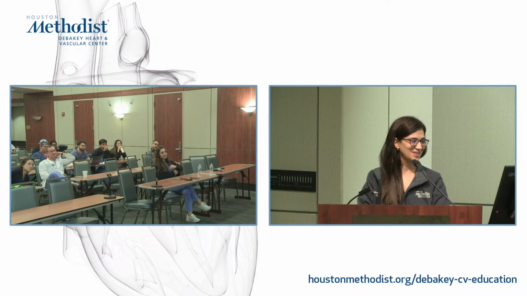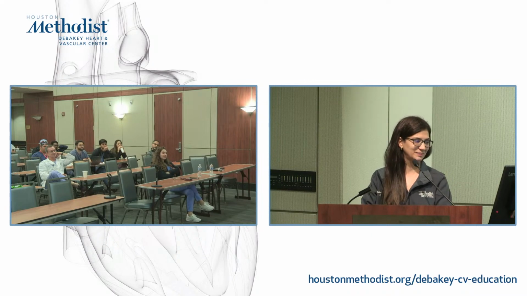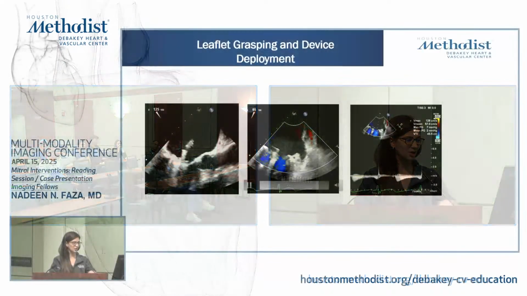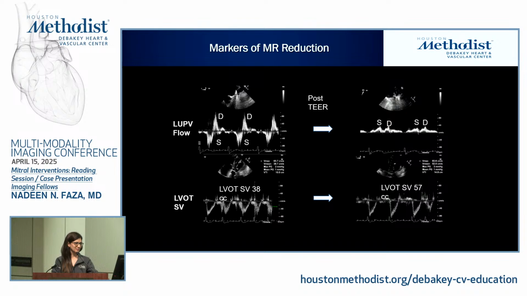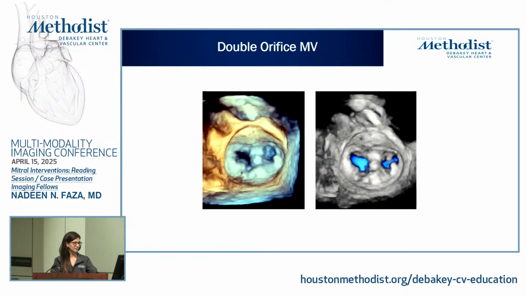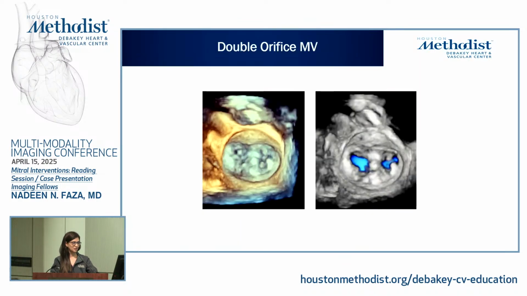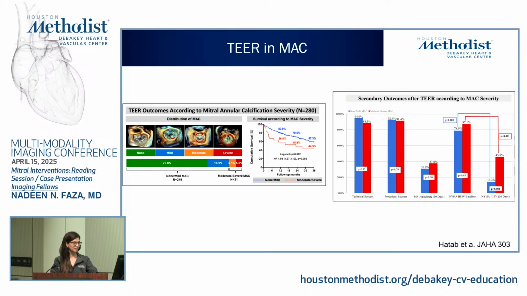Okay. So for this case, we were able to deploy the clip, achieving significant reduction in MR with an acceptable diastolic gradient of 2. Again, similarly, you look at markers of MR reduction, like a systolic dominant flow in the pulmonary veins after having a systolic reversal, and an increase in the LVOT stroke volume. This is your double orifice mitral valve if you use one clip.